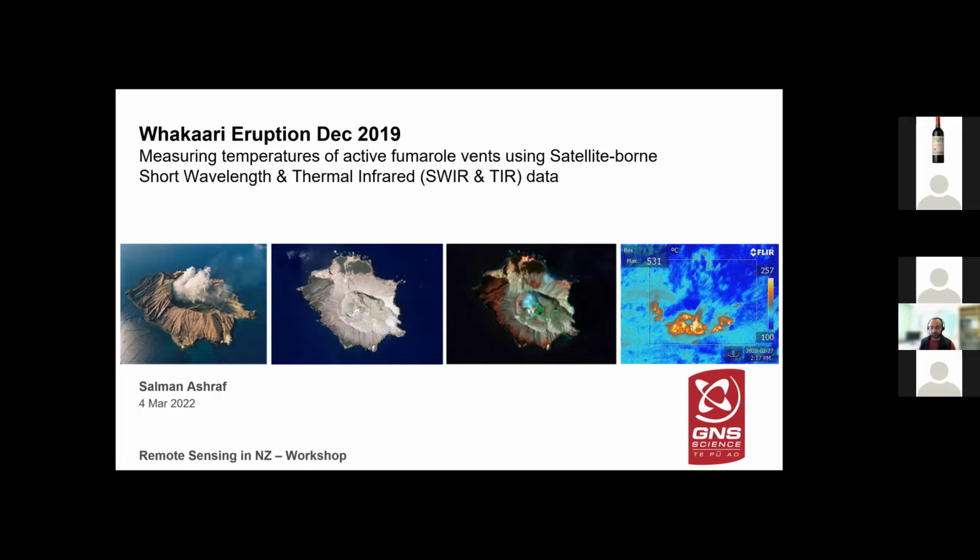And it was good to actually do this experiment to identify how we can read the temperatures using the shortwave infrared, because the shortwave infrared can detect some of the heat. So I'll just go to the next slide.